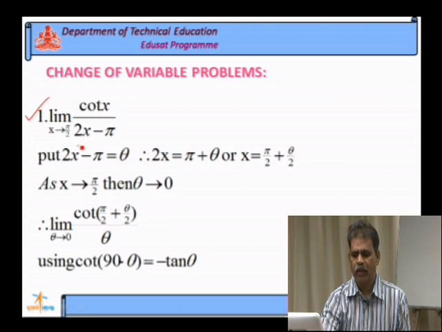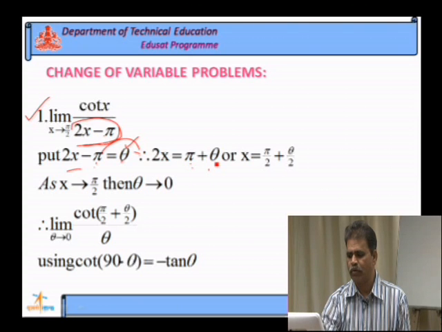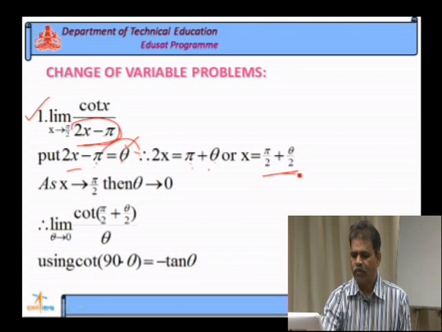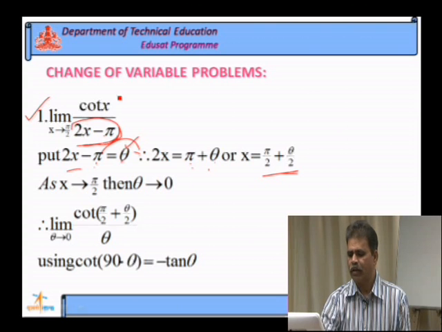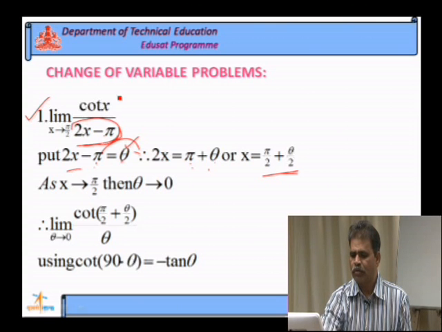Therefore, you take this 2x minus pi as theta. When 2x minus pi is equal to theta, therefore 2x is equal to theta plus pi, or pi plus theta. Therefore, x is equal to pi by 2 plus theta by 2. So if I change this into theta, x is also converted into theta, and the limit also changes.